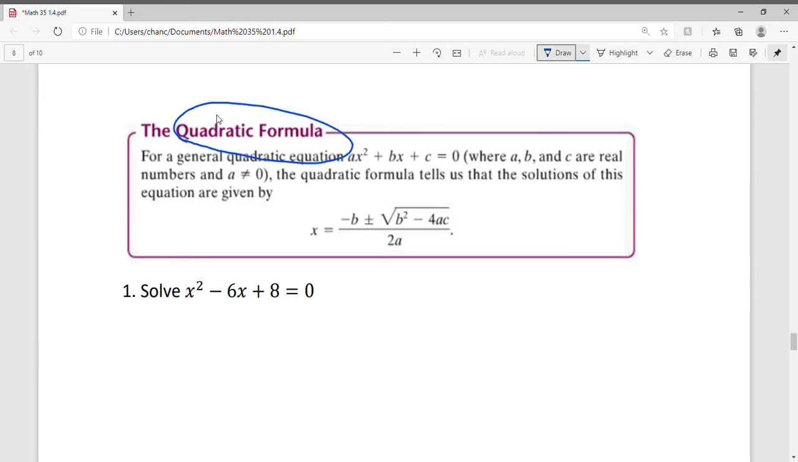Now, the first thing you want to remember is to always set the equation equal to 0 first, then you can use the quadratic formula. It has to be of the form ax squared plus bx plus c equals 0, then we can use the quadratic formula. Here is the quadratic formula. X equals negative b plus or minus the square root of b squared minus 4ac over 2a. Please remember this formula. You will need it for your future math classes. A very important formula to remember.